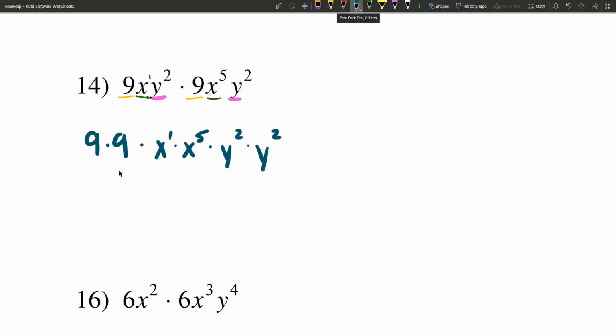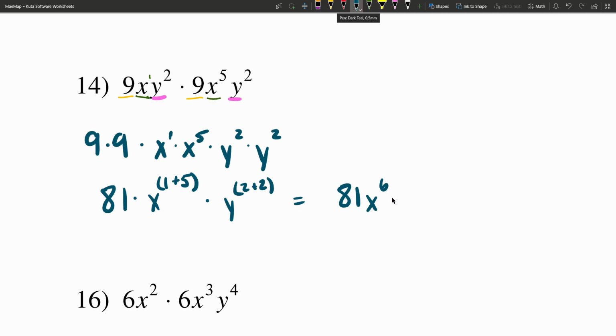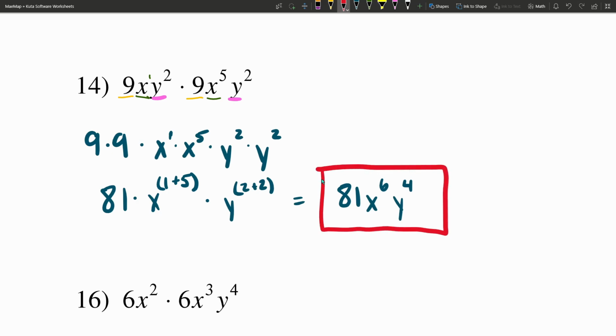Now, 9 times 9, that's going to give me 81. Multiplying that by x to the first times x to the fifth, which, same base, so add those exponents together. And then y squared times y squared, same base, so add those exponents together. This is going to give me 81 times x to the 1 plus 5, which is x to the 6th, times y to the 2 plus 2, which is y to the 4th. So here we have our solution for number 14, 81 times x to the 6th times y to the 4th.